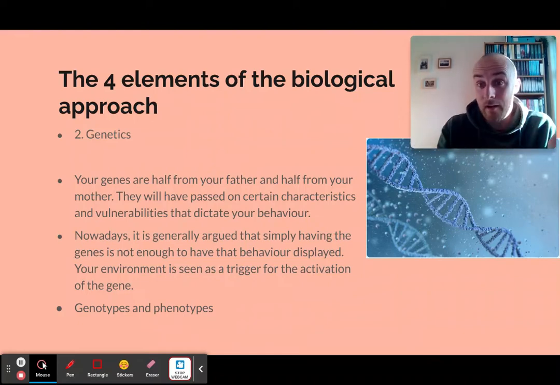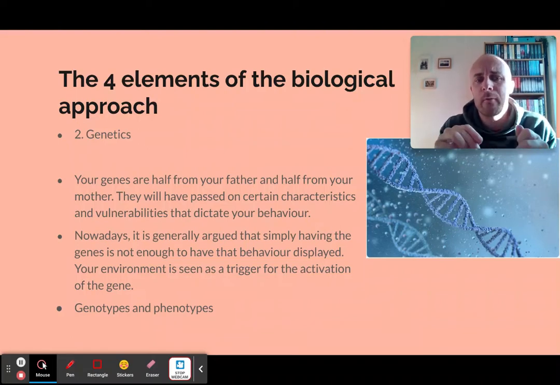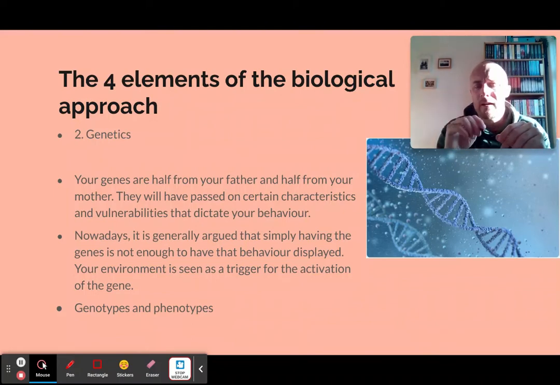So one evaluation here that you definitely want to talk about is that the genetic explanation is only ever a partial explanation. It explains the predisposition to the behavior. It explains the vulnerability to the behavior, but it doesn't actually explain the triggering of the behavior.